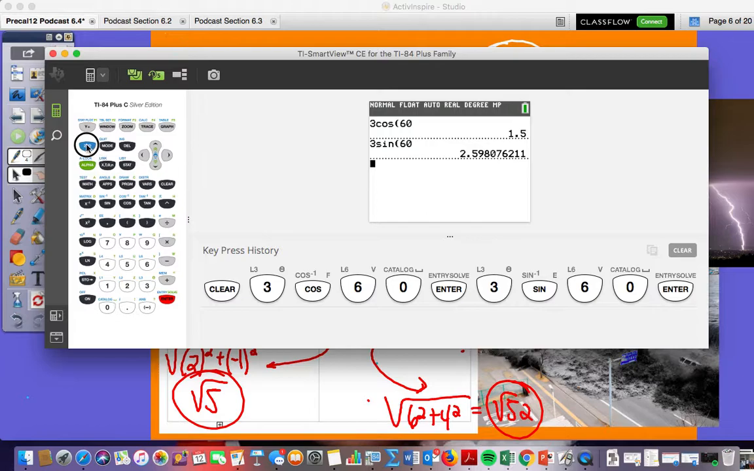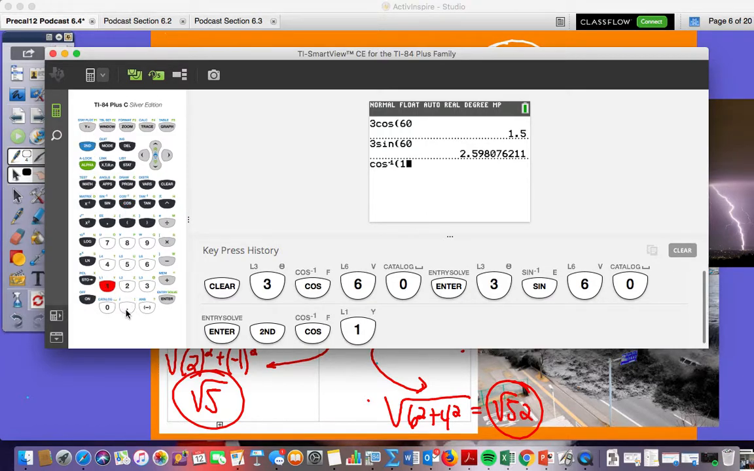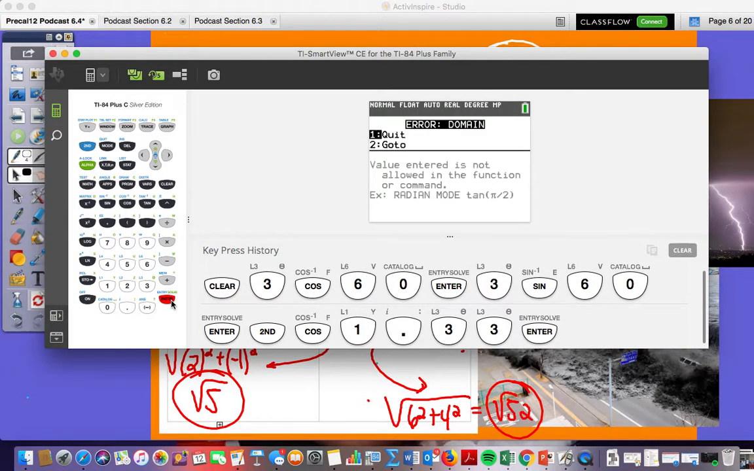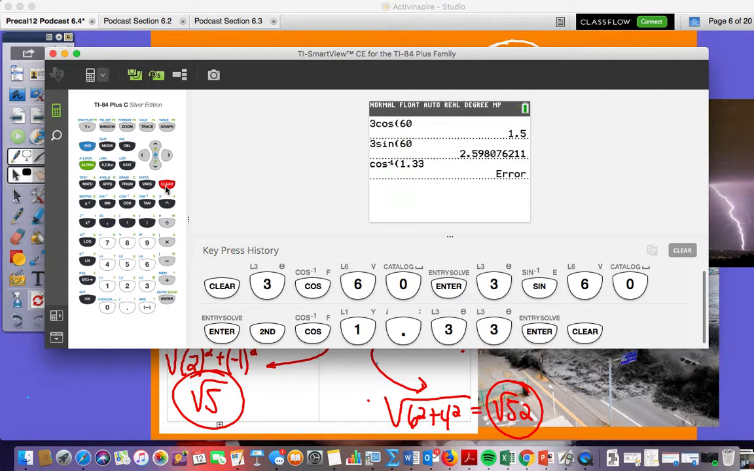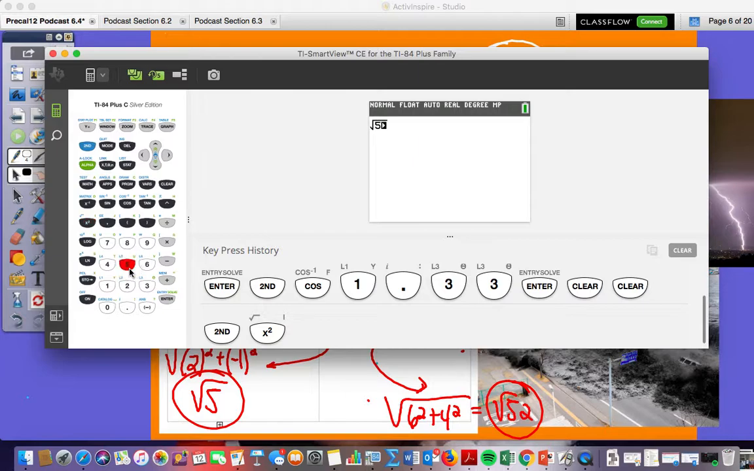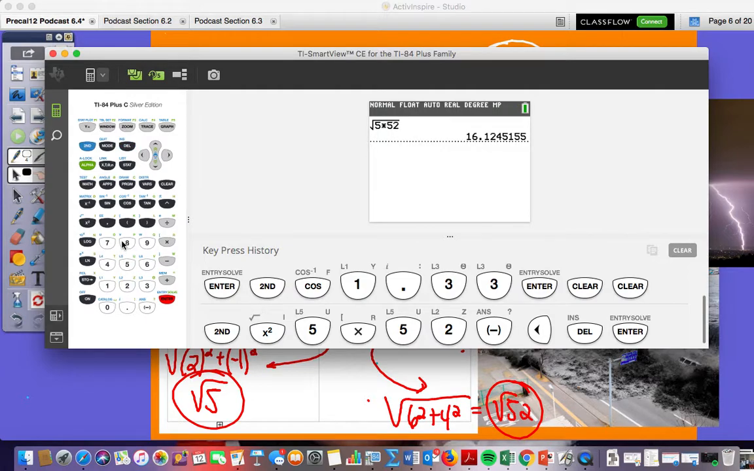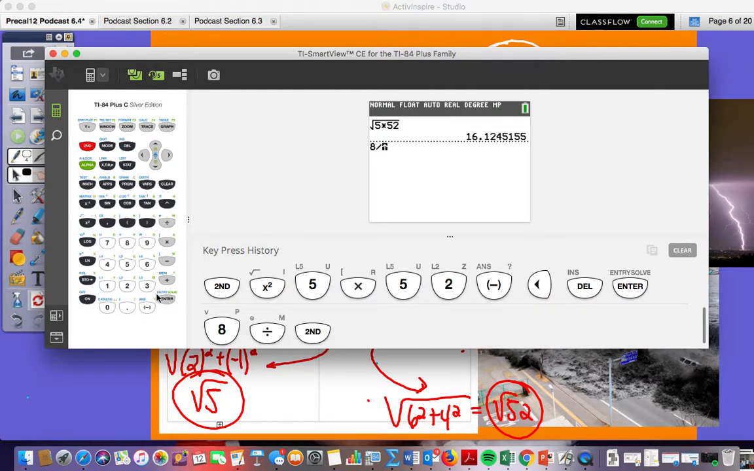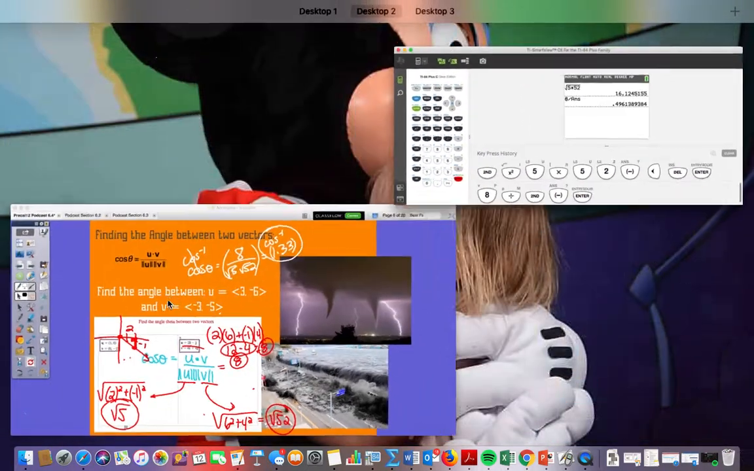Let's see, cosine. Coach Jay, is that incorrect? I think the square root of 5 times the square root of 52. Yeah, how do you type this in the calculator? Hold up, let me backtrack. 8 divided by. So 8 divided by this answer. I got 0.4961. Is that what y'all got?